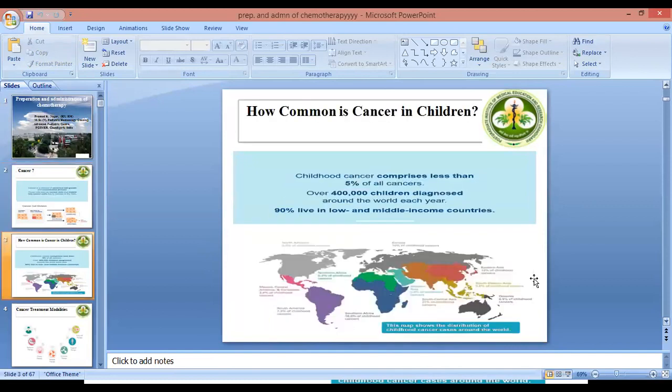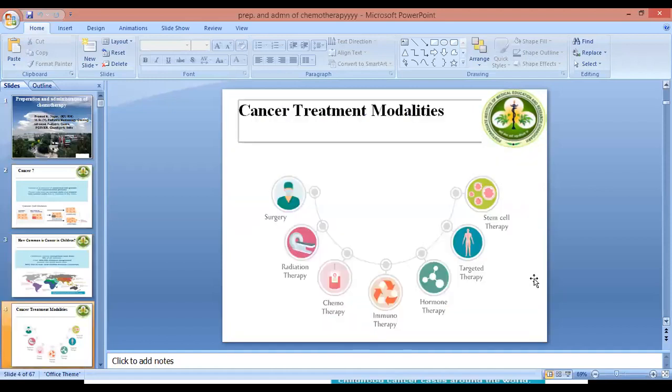So how common is cancer in children? This map shows the distribution of childhood cancer cases around the world. Around 5% of all cancers comprise children, and over 4 lakh children are diagnosed with cancer around the world each year. And unfortunately, 90% of these children live in low and middle income countries. So it's a very alarming situation for low and middle income countries. Cancer treatment modalities available for children include surgery, radiation therapy, chemotherapy, targeted therapy, and stem cell transplant. So here we discuss chemotherapy, how to prepare it and how to administer it.